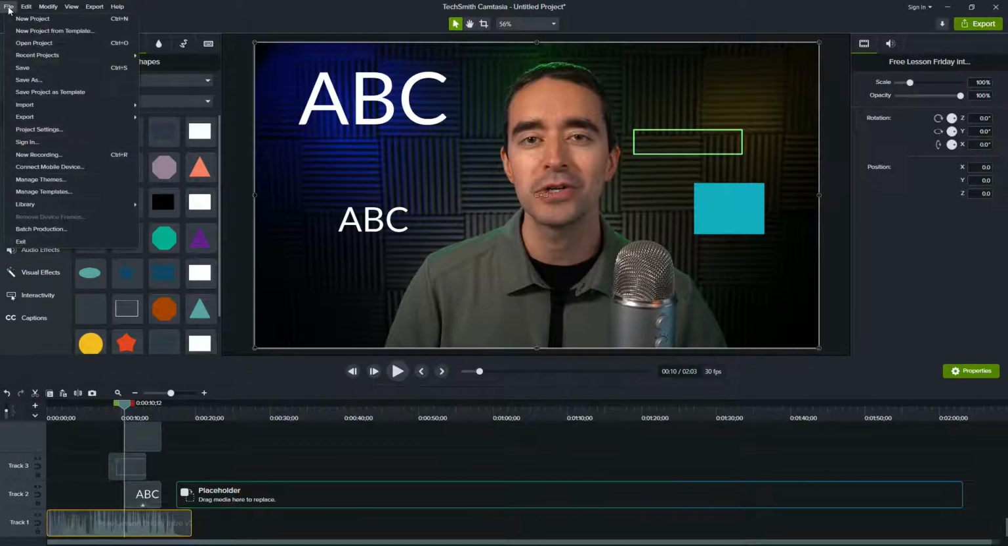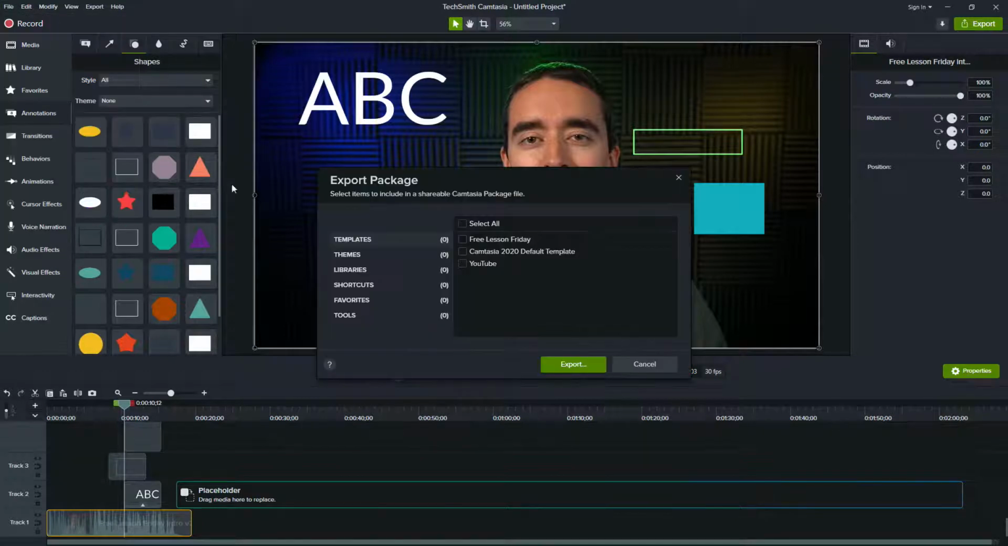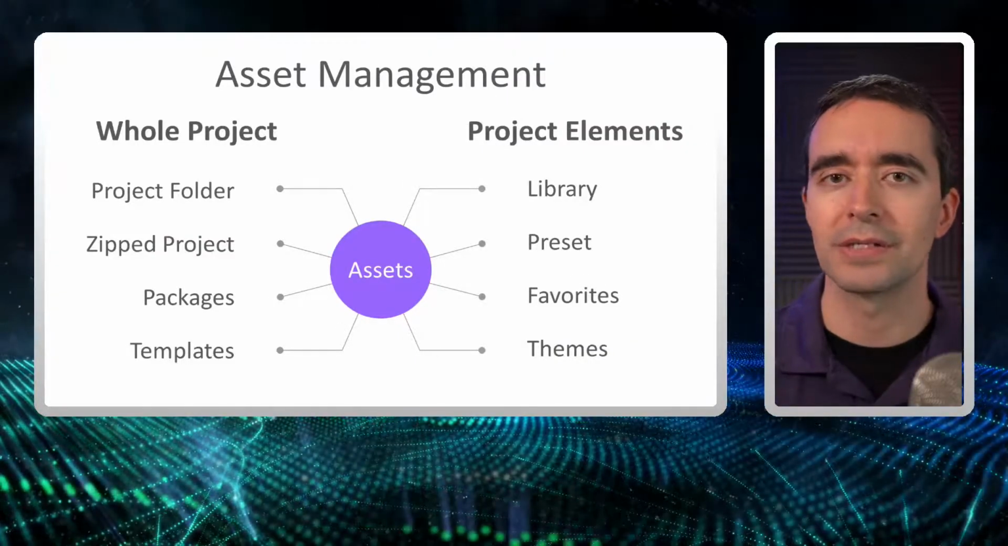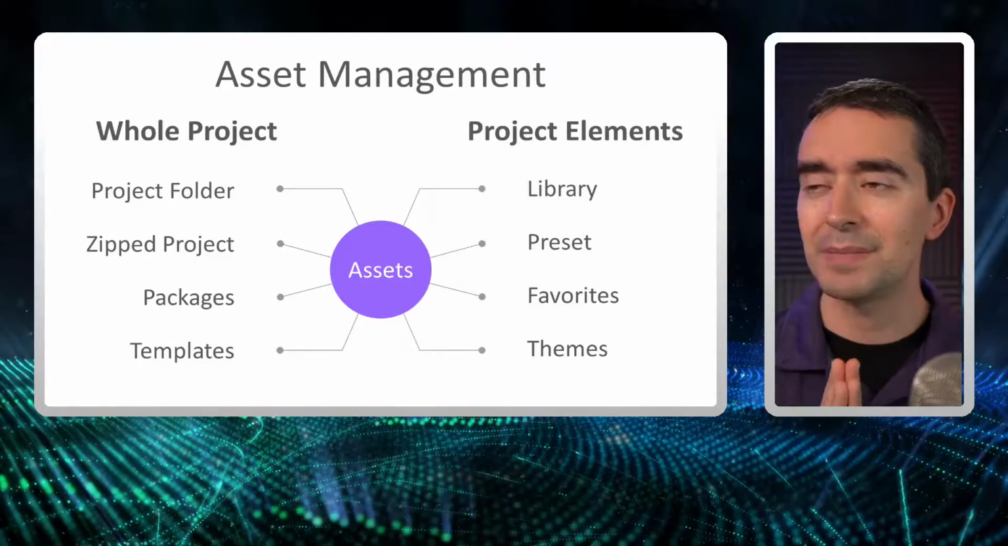I'll remind you that in the upper left, we can go and we can export a package that includes templates like Free Lesson Friday and the themes like the demo theme that I just did, and a library like my default library, and the shortcuts that I use if I did shortcuts, which I guess I didn't talk about shortcuts, but those are customizing your keyboard. And you can export your favorites. So I can export all of those into a single package, click export. I'm not going to do that, but I can then make that available to anybody in my organization or outside my organization.